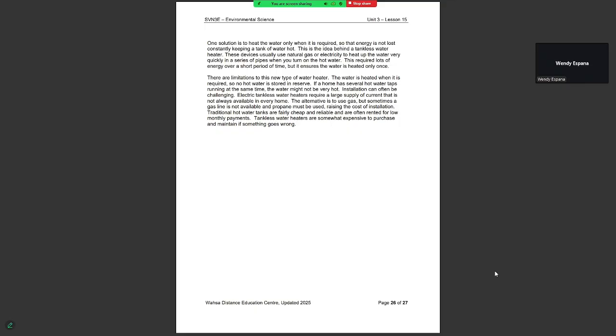I found in my trailer when I used it this summer that sometimes it took a little bit of time for the water to heat up to the temperature I wanted. But once it did, it was fine. Like when I would have a shower, I would run my water for a little while, not very long, not even a minute probably, but a little while.